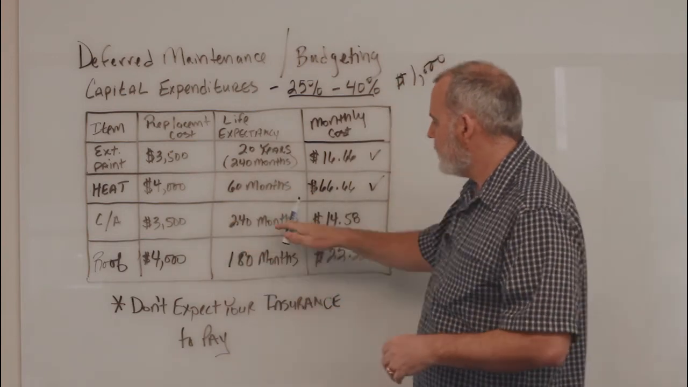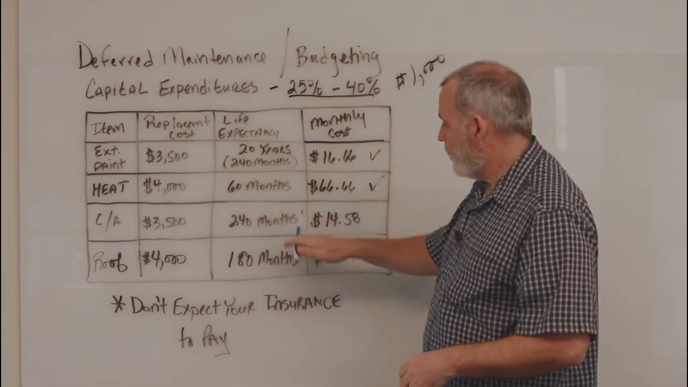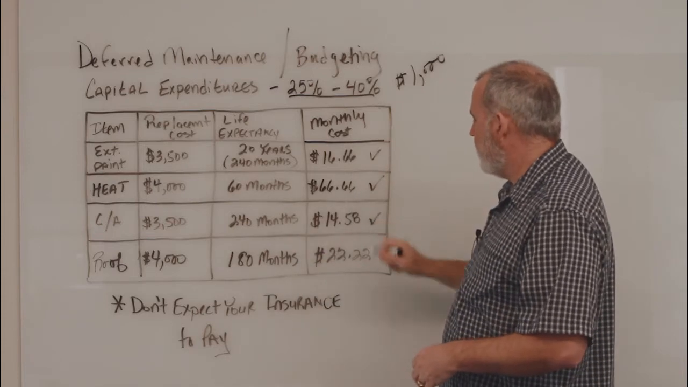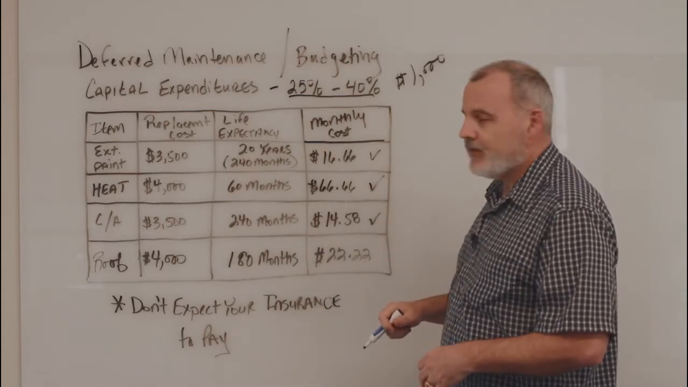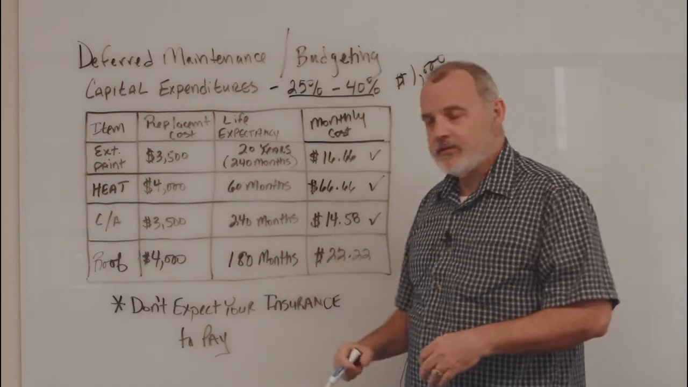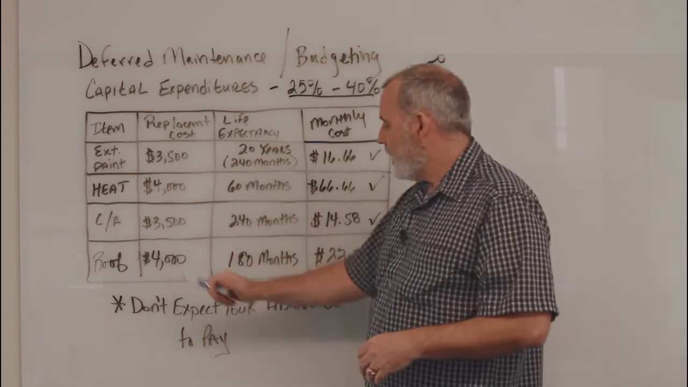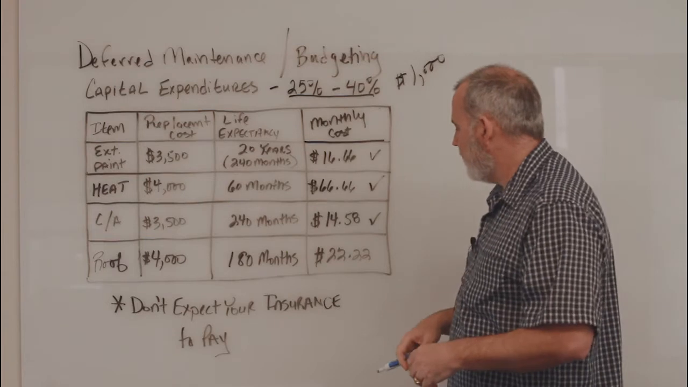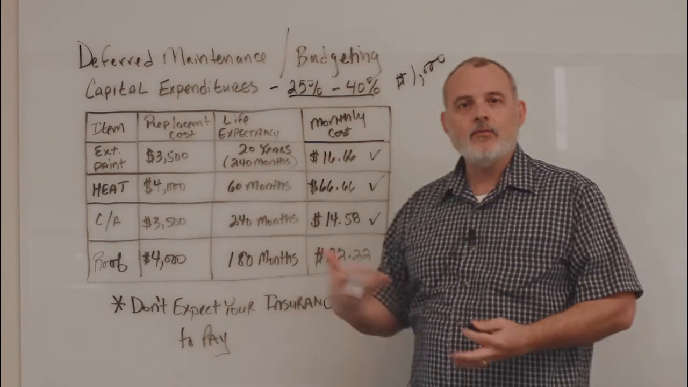Central air, $3,500. Maybe it's pretty new and there's 20 years left, 240 months. Well, we're going to be taking out $14.58 a month. So when we have to replace the central air, it's there. The roof, $4,000. Maybe there's 10 years left on it. So $22 a month we're going to be taking out.